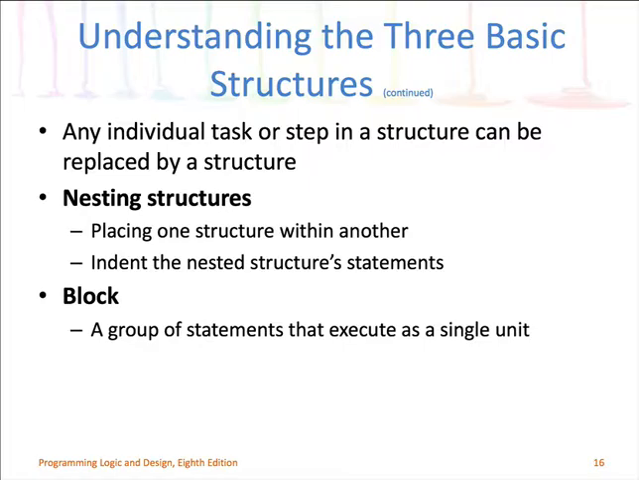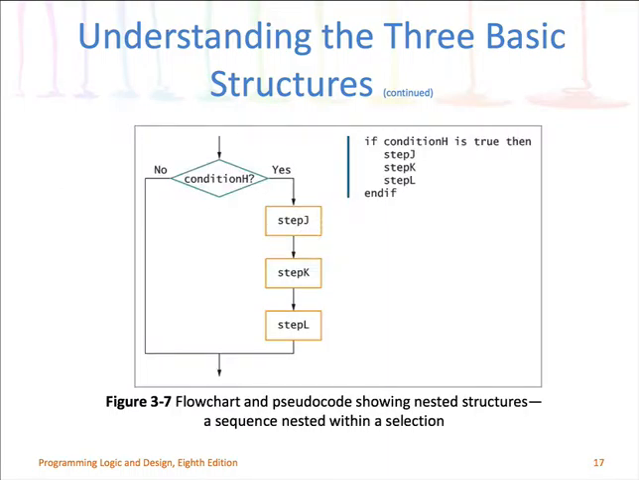A block of code, I used that term a few slides ago, refers to a group of statements that are executed as a single unit. So if you say, if the condition is true, then I want to do these three statements, those three statements are referred to as a block of code. Just by coincidence, that's exactly what they're showing here. As far as the flowchart, if the condition is true, I execute a block of code. The block of code consists of step J, step K, and step L. And then they show you over in pseudocode what that would look like.